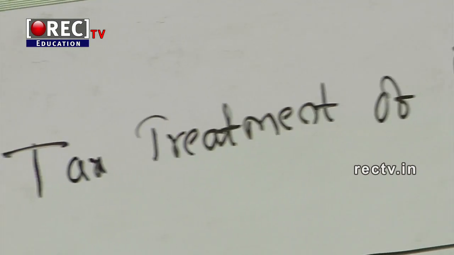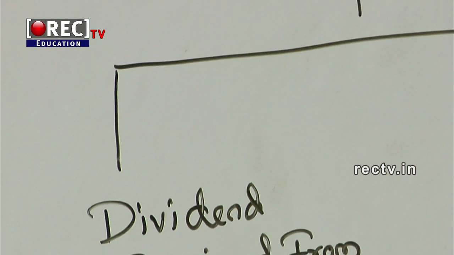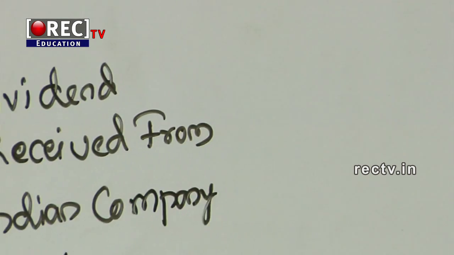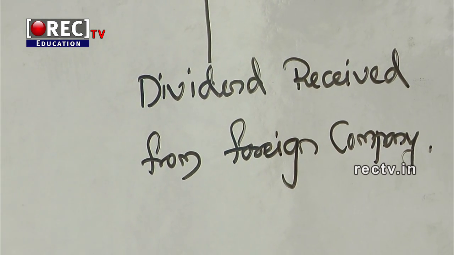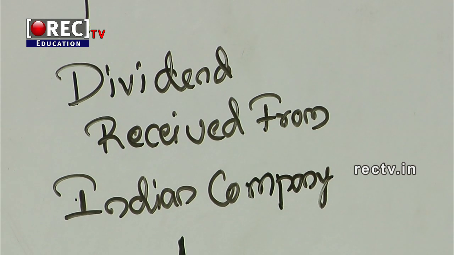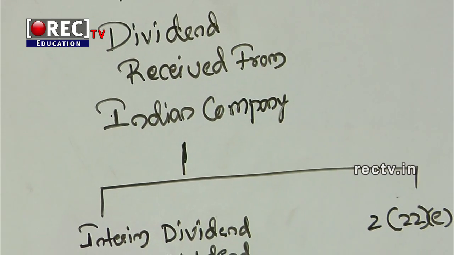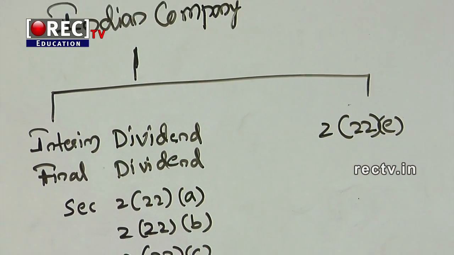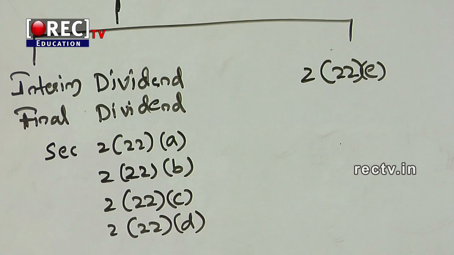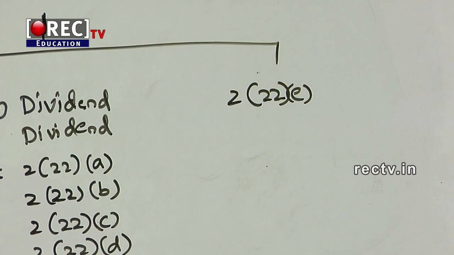Now we are going through the tax treatment of dividend. Dividend is of two types: dividend received from an Indian company and dividend received from a foreign company. Dividend received from an Indian company is again divided into two parts. One is interim dividend, final dividend, section 2 subsection 22 clauses A, B, C and D. The other part is section 2 subsection 22 clause E.